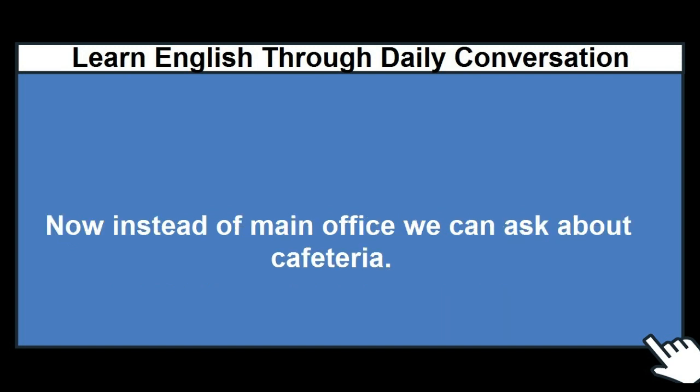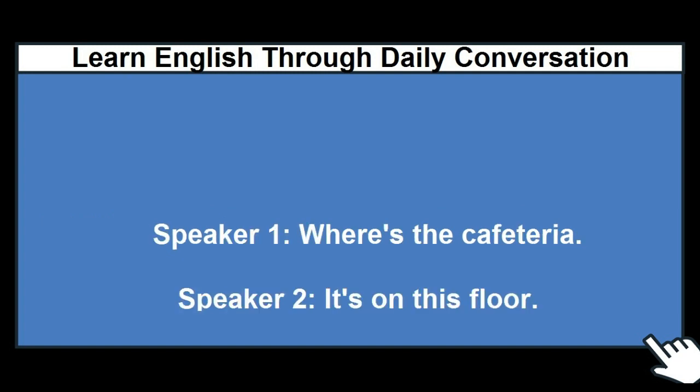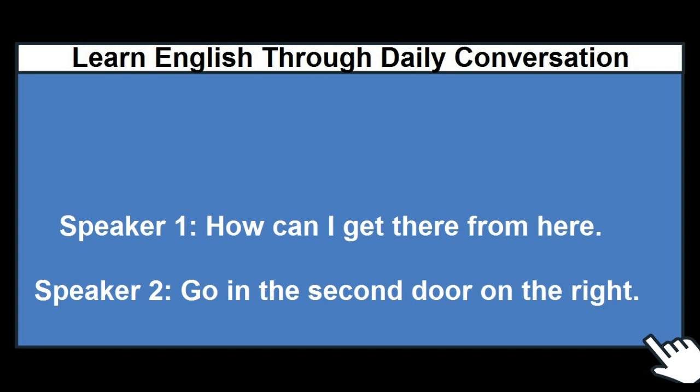Now instead of main office, we can ask about cafeteria. Speaker 1: Where's the cafeteria? Speaker 2: It's on this floor. Speaker 1: How can I get there from here? Speaker 2: Go in the second door on the right.